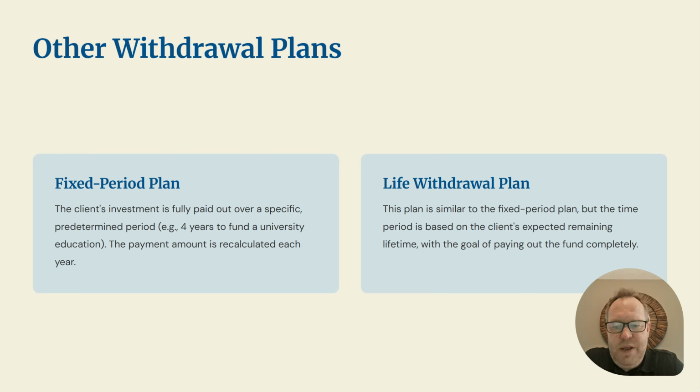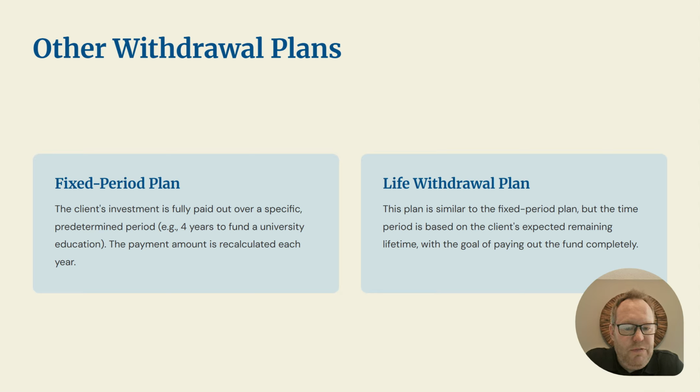If you have a $100,000 investment and you want to do a fixed period plan to withdraw over 4 years, not accounting for any growth or decline, you would simply withdraw $25,000 a year, which would be the original $100,000 divided by 4. The last plan is the life withdrawal plan.